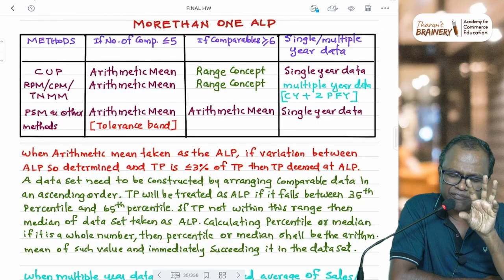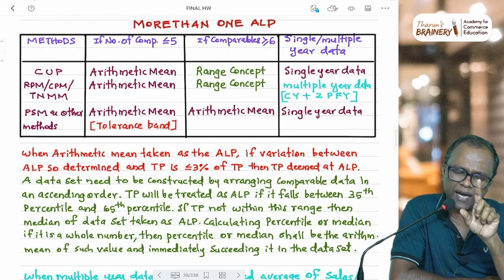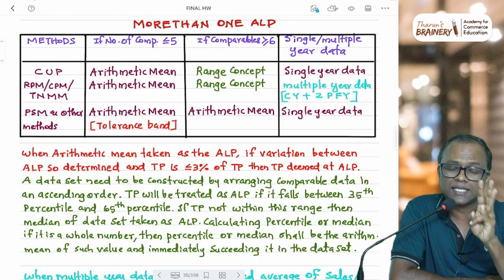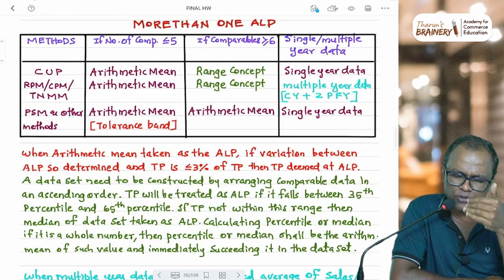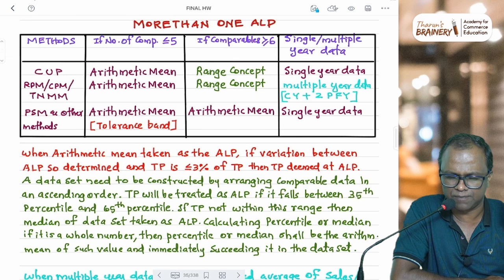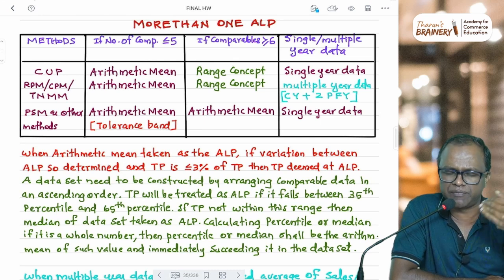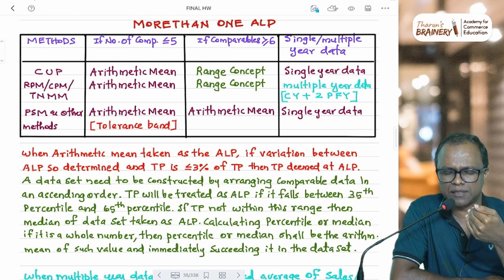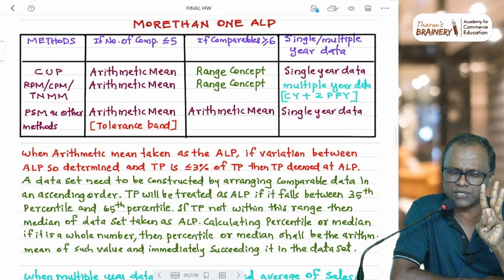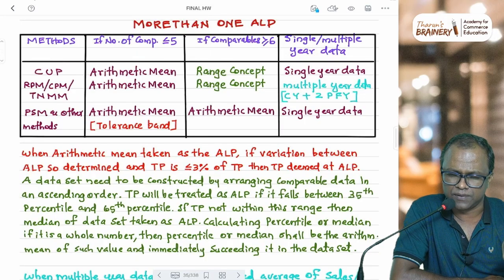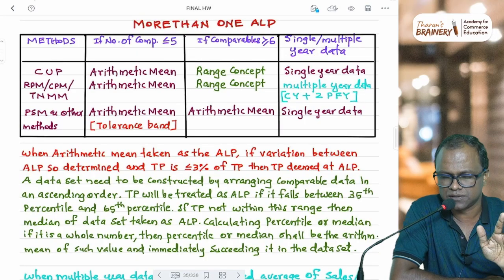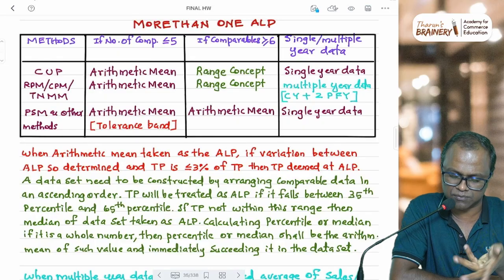But if the difference between such arithmetic mean ALP and the actual transfer price is more than 3%, then only we have to proceed with the TP variation adjustment. But if the variation between the actual transfer price and the arithmetic mean ALP does not exceed 3% of the transfer price, then your transfer price will be accepted. That means there is no need for the arm's length price adjustment.